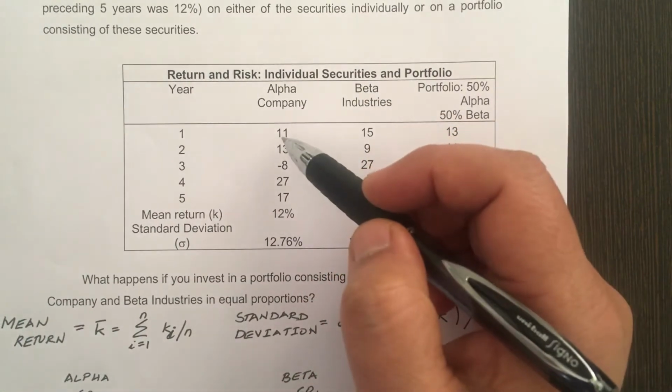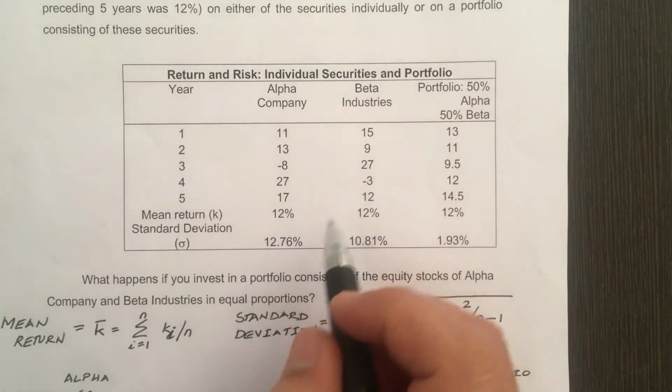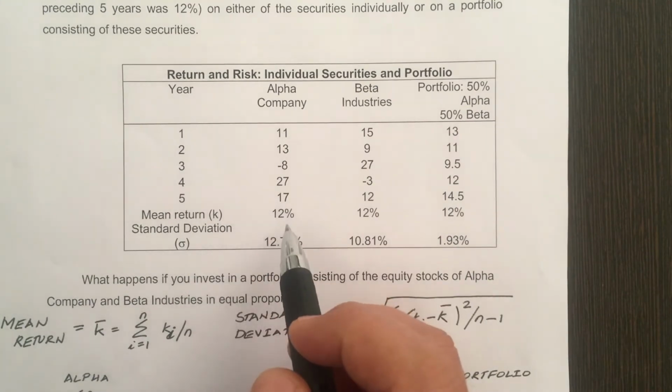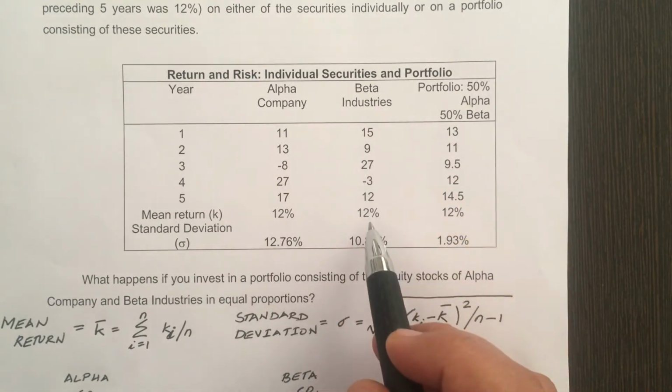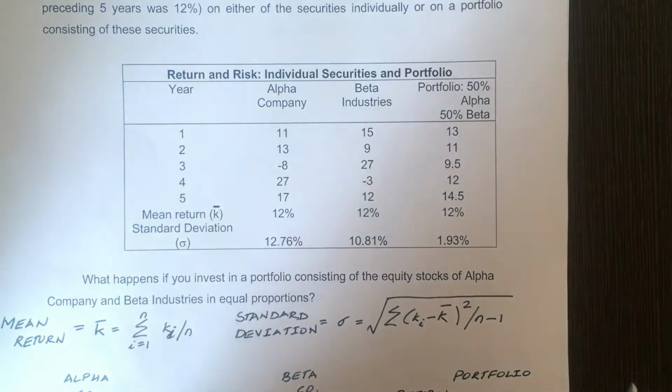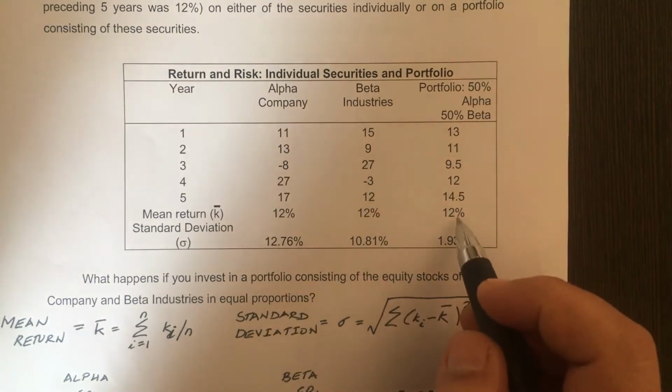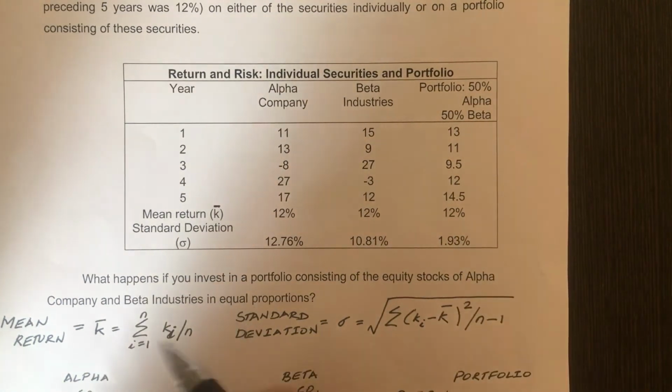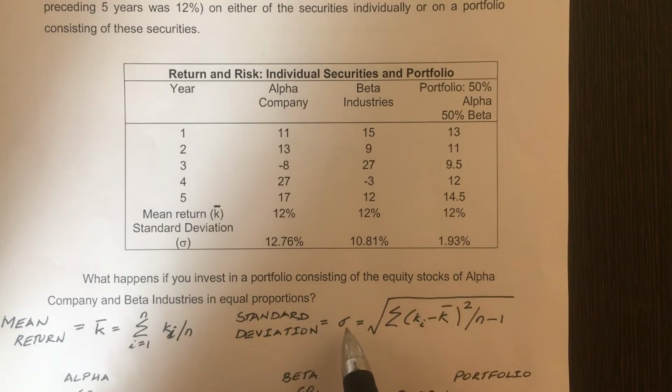All you have to do is add all these and divide by n, which is the number of years, 5. You'll get 12%. Same thing here also, your mean return is 12%. This is K bar, 12%, and here also it is 12%. And the standard deviation, again, since we do not have the probability, will be calculated as sigma is equal to the square root of summation of Ki minus K bar the whole squared, divided by n minus 1. That is how you'll get the standard deviation.